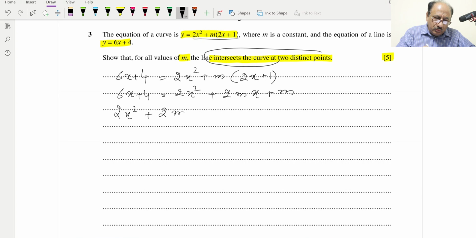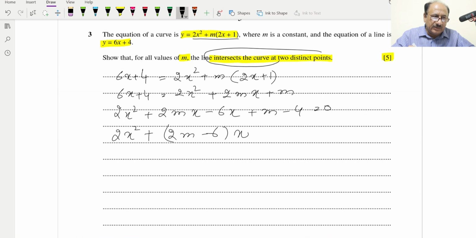So 2x squared plus 2mx minus 6x terms we are combining, and plus m minus 4 is equal to 0. Now we can take x common from these two terms, and it will become 2x squared plus (2m minus 6) x, and plus we can just write this as m minus 4 is equal to 0. Now this is basically a quadratic equation in terms of x.